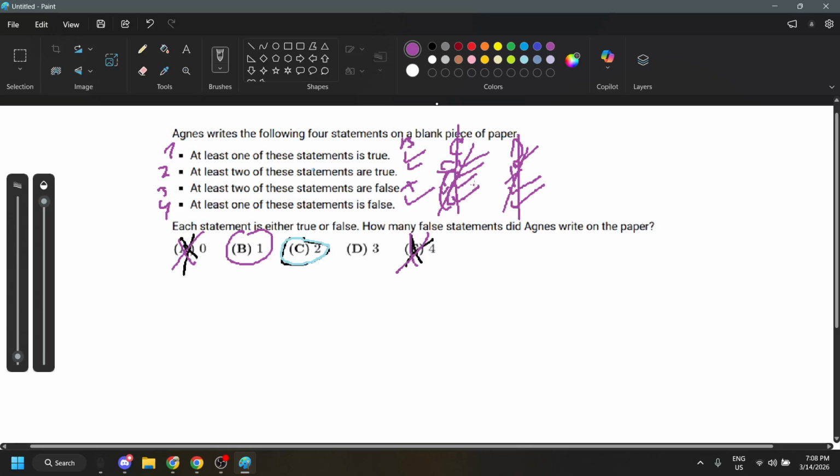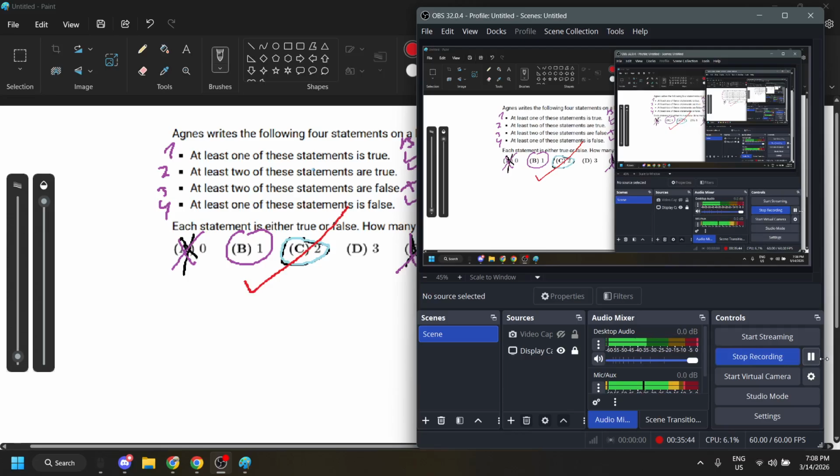Okay, we have to do one more. Let me just see the solution. Yeah, it's B. I think it's B. Yeah. When you explained it, it made sense. That's good.